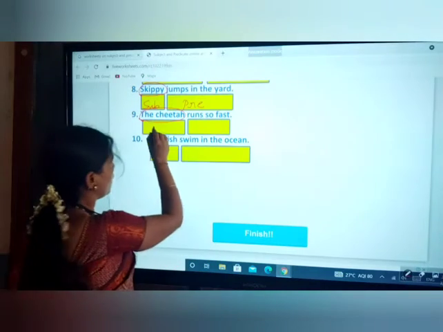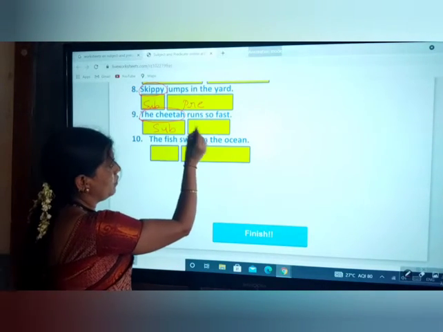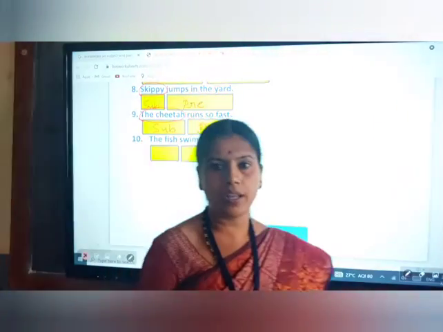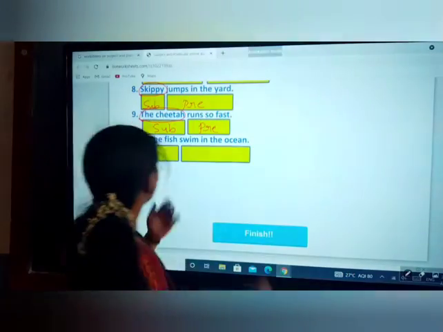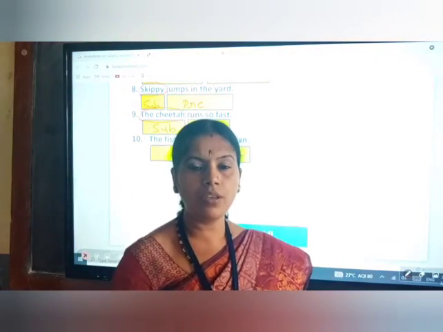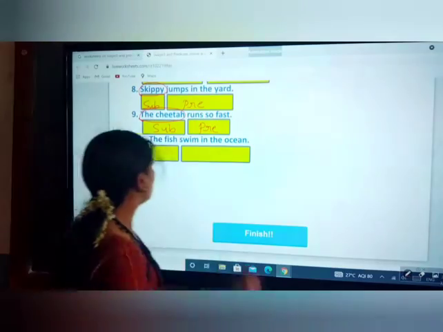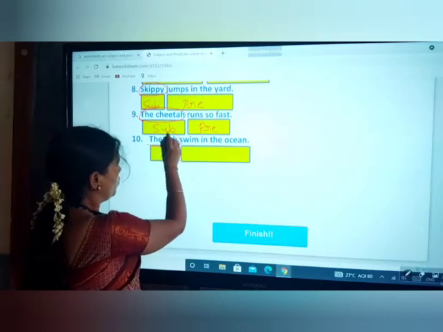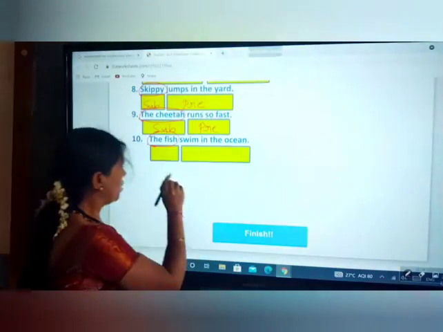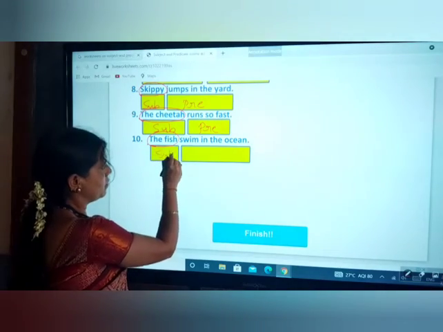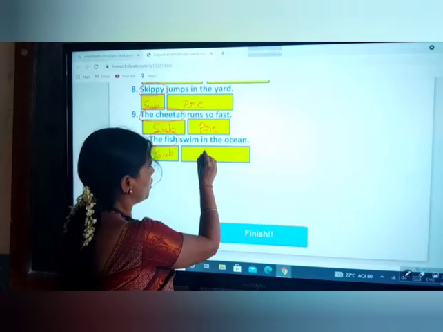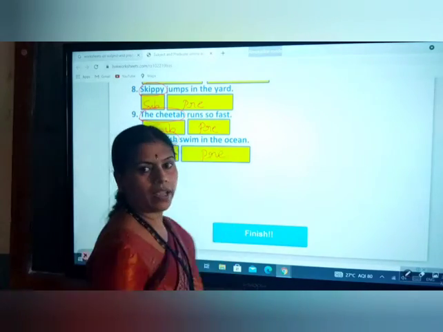So this one we can call as subject, whereas runs so fast we can call as predicate. So next, the fish swim in the ocean. Here they have given the fish swim in the ocean. Here we are speaking about the fish. So here the fish is subject, whereas swim in the ocean is predicate.